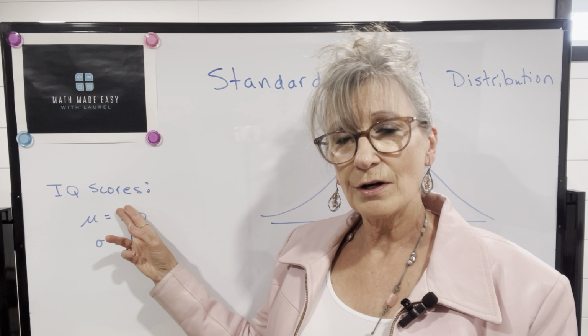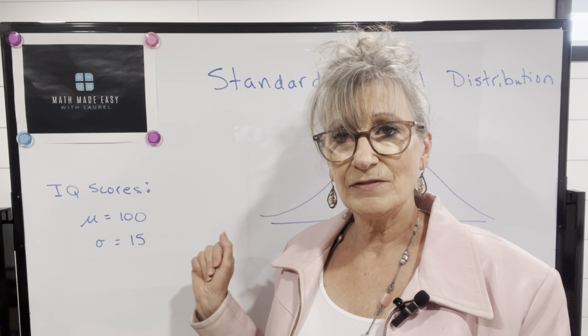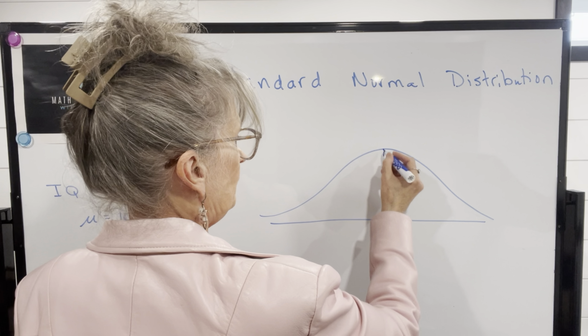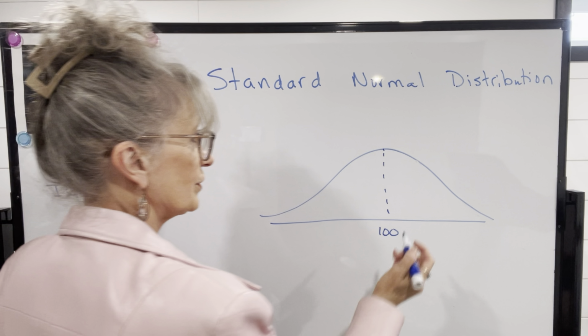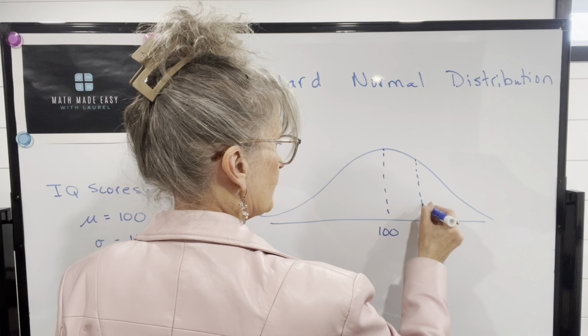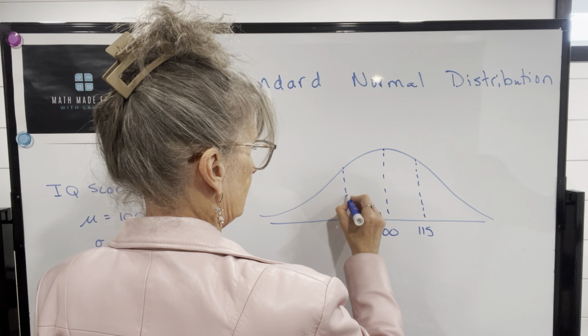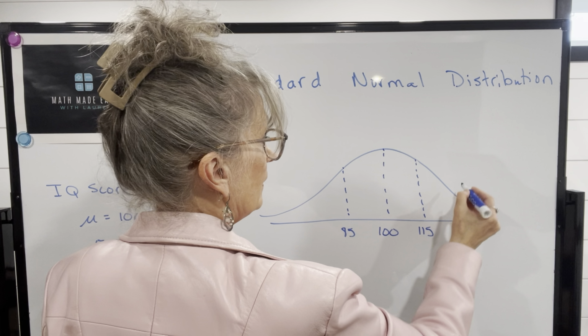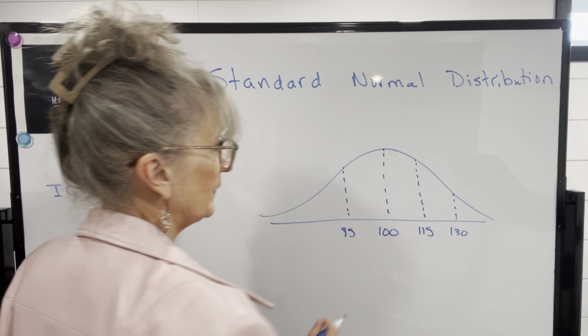IQ scores are normally distributed, and we know the mean is 100 and the standard deviation is 15. Mean is in the center, so we know the mean is 100, and standard deviation is 15. So if we go 15 units on either side, that's one standard deviation on each side. Go another 15, that's two standard deviations, and so on.